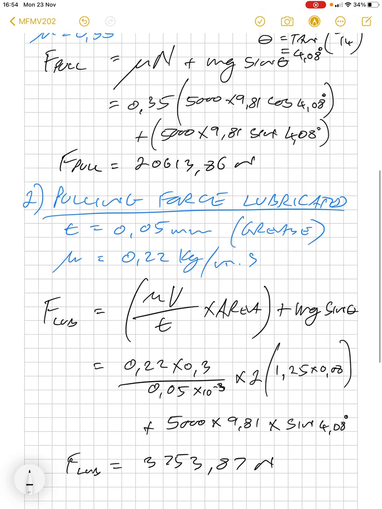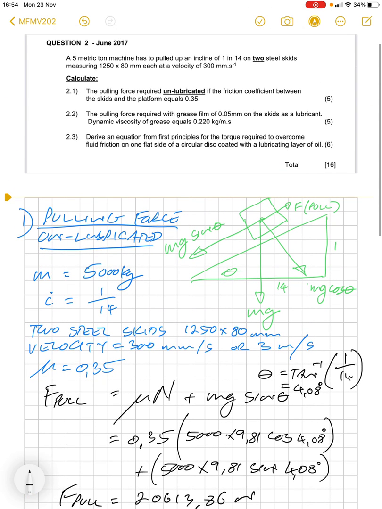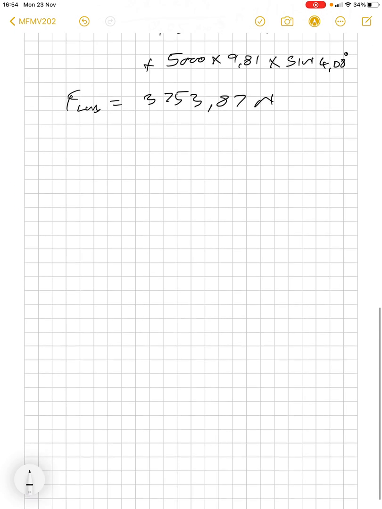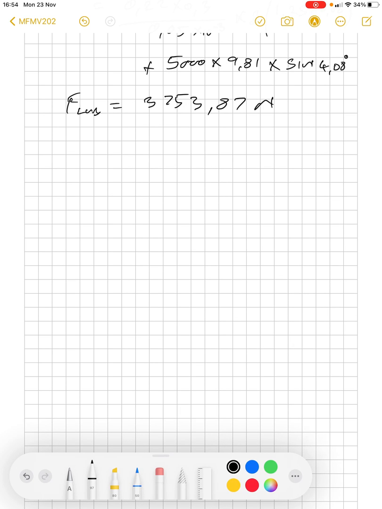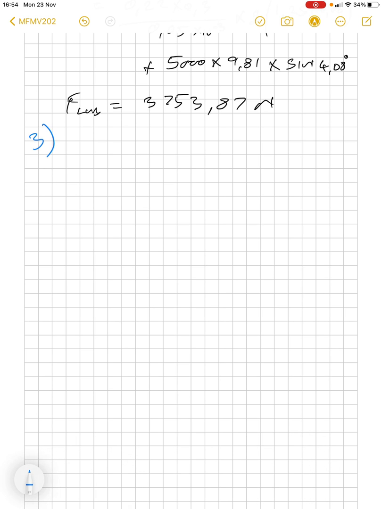Right, the third question is derive an equation from first principles for the torque required to overcome fluid friction on one flat side of a circular disc coated with lubricating layer of oil. Alright, so this would be similar to question 1. I'm not going to write out the full description.